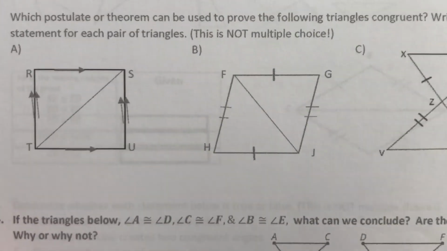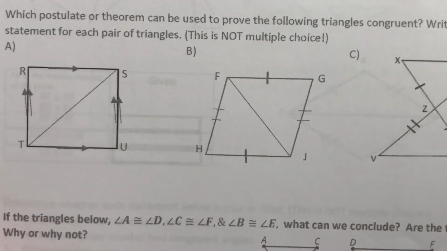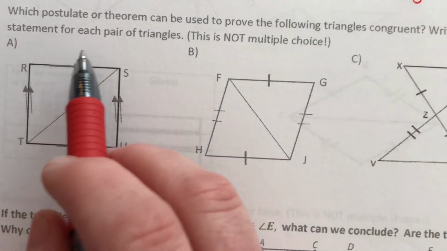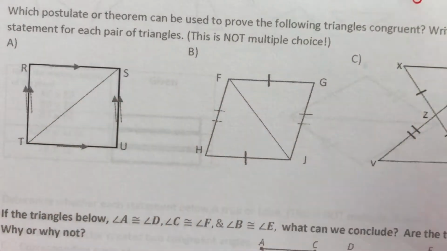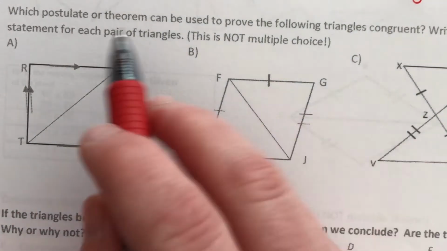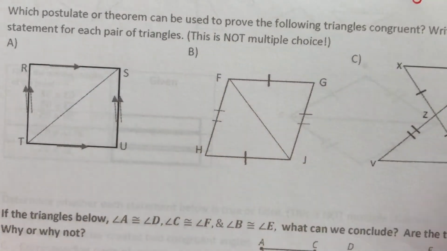All right, number 5. Which postulate or theorem can be used, sorry, that's crooked, to prove the following triangles are congruent? Write a congruency statement for each pair of triangles. This is not multiple choice, so we're answering, this is like 3 questions here. Which postulate or theorem can be used to prove the following triangles are congruent?